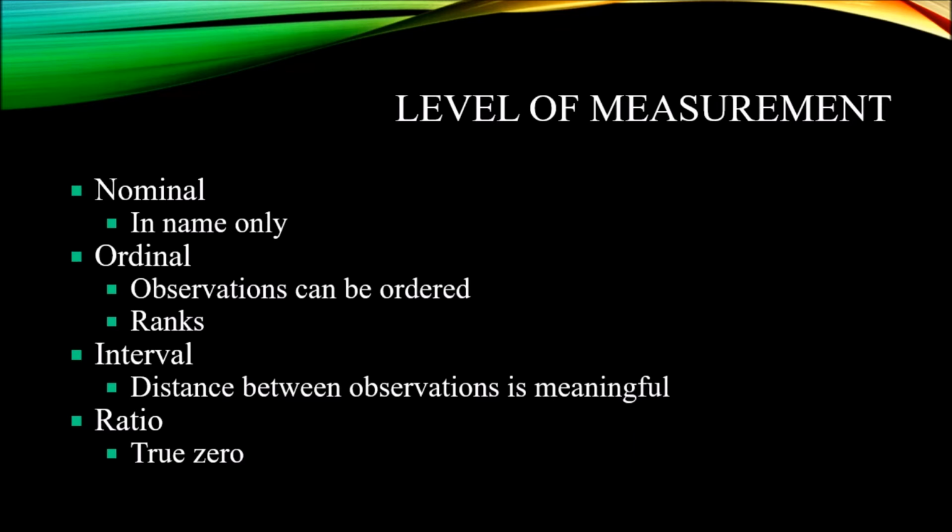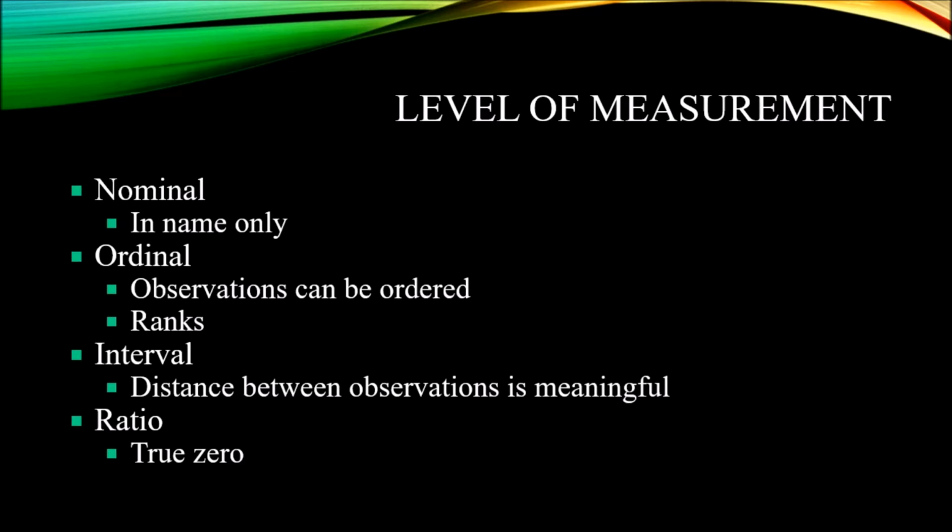Another example of an interval level of measurement is the Fahrenheit scale for temperature. You have a meaningful distance between observations. However, you lack a true zero, meaning on an interval scale, you do not have a true zero. Looking at the Fahrenheit scale of temperature, there is a zero on the Fahrenheit scale, but it's not a true zero. It doesn't represent an absence of any heat. Ratio level of measurement has all the characteristics of interval, ordinal, and nominal, and it also adds that true zero.